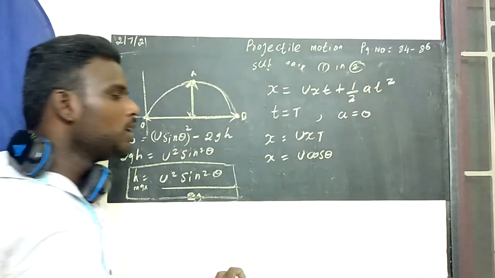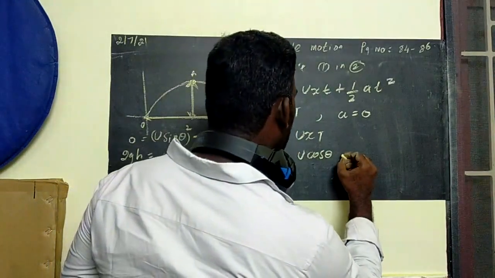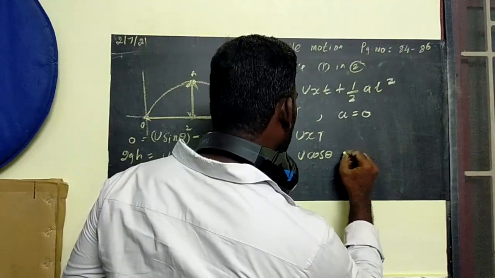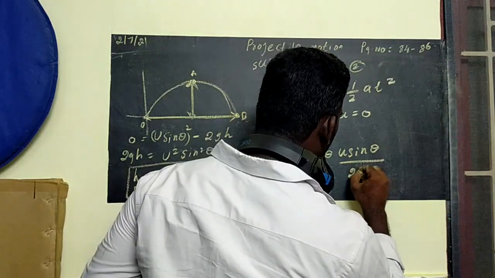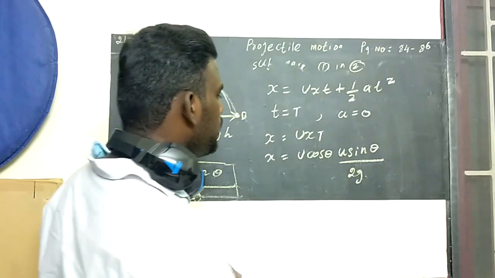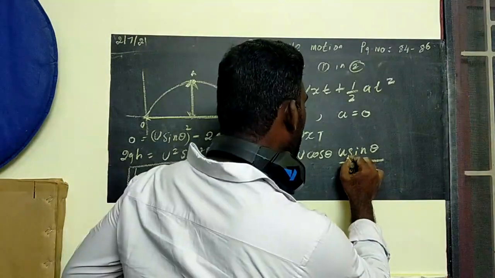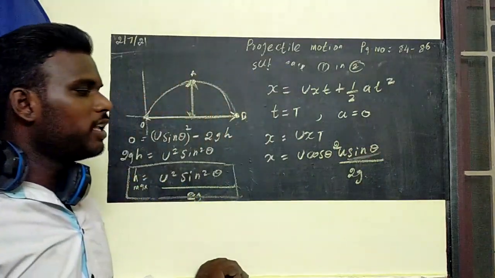So what is my T? We saw in the equations that T is equal to 2u sin theta divided by g. Is that clear? So here we can take 2u sin theta by g.